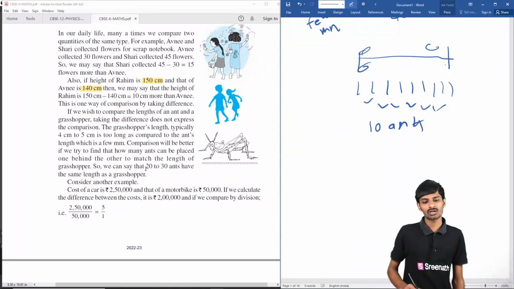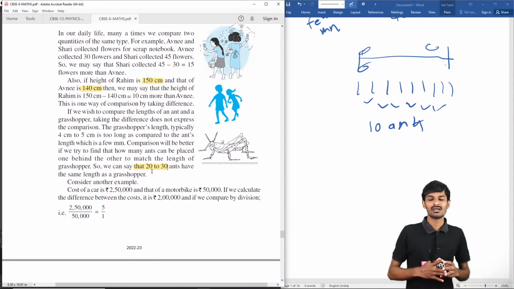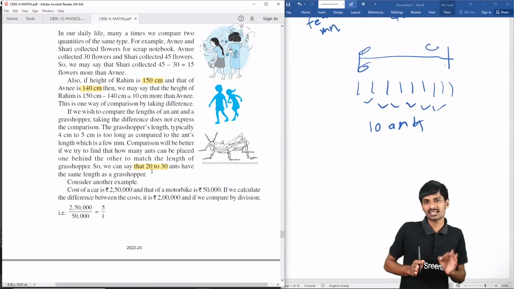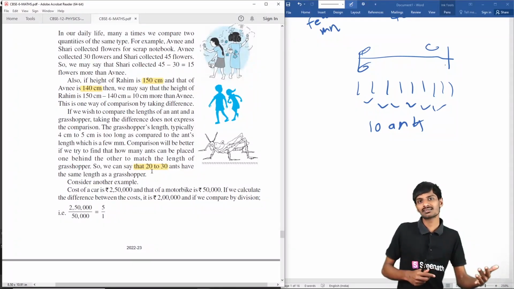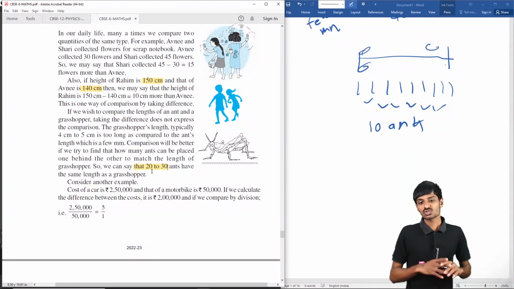Suppose 20 or 30 ants are required, then it is 20 times bigger. So the grasshopper is 20 times bigger than the ants, or 30 times bigger than the ants. Then it looks like a perfect comparison, you can understand. So 20 times bigger, 30 times bigger, 40 times bigger, like that, friends. So how are we getting this?